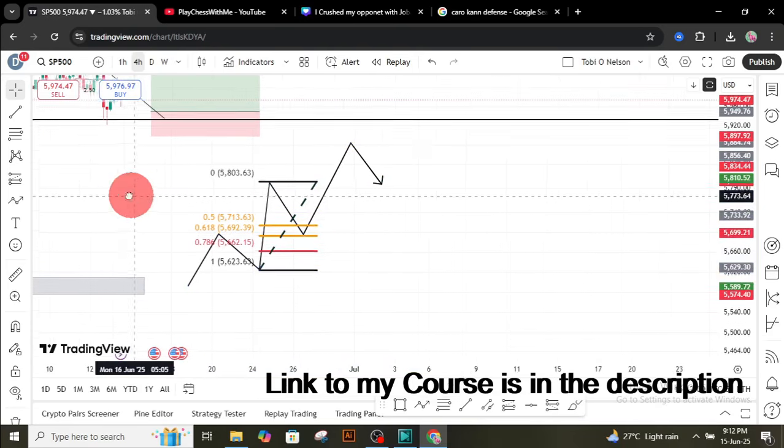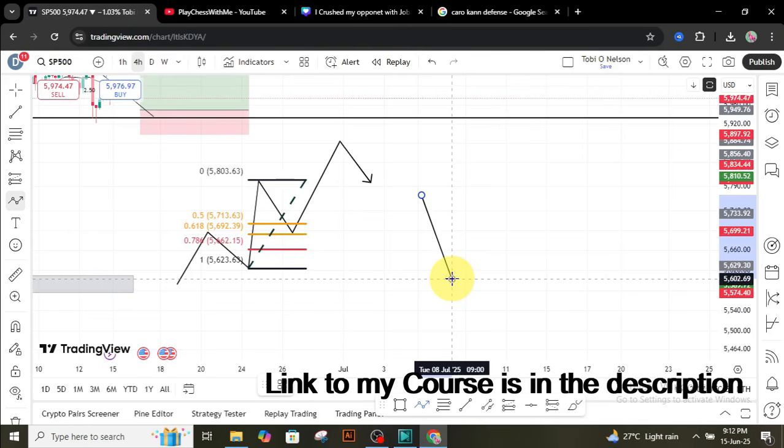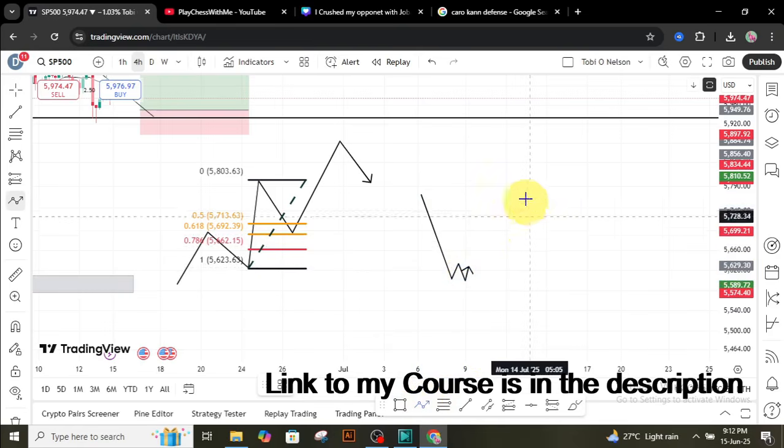So what do you want to see in this particular area? What do you want to see when price gets there? Let's say the price traces down there. What you want to see is some kind of maybe double bottom. That is when you take the trade. Or you want to see some kind of reverse head and shoulder pattern.